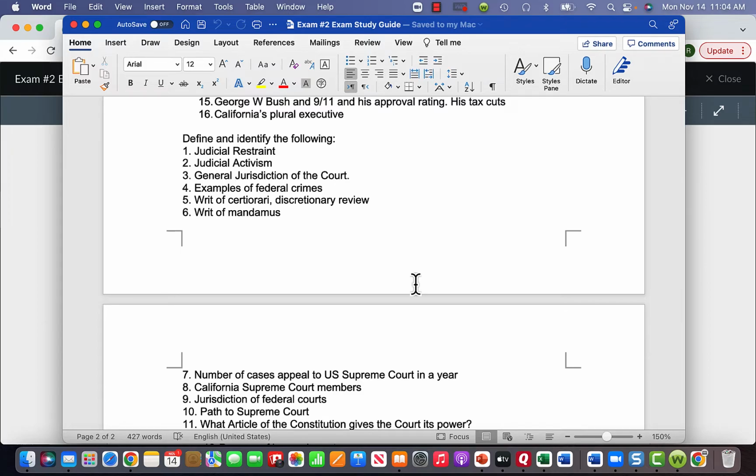Anything having to do with a federal law. So basically know that. Examples of federal crimes: hate crimes are federal crimes, taking drugs across state lines, taking people across state lines.